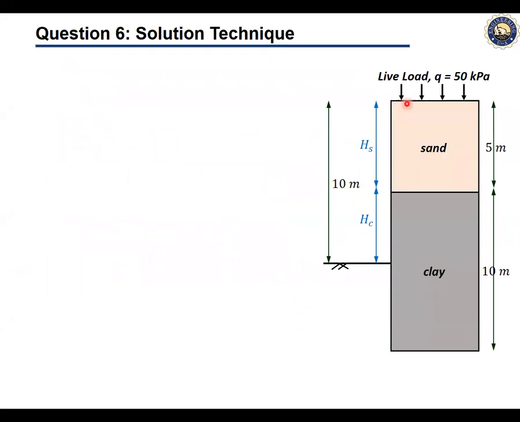So this is the figurative representation of the question, where this is the live load Q, 50 kPa coming from the top. This is the sand of 5 meters with clay of 10 meters, and below the bottom we have the gravel. We want to make the excavations on this side, where HS and HC represent the height of the sand and the clay inside the excavation.